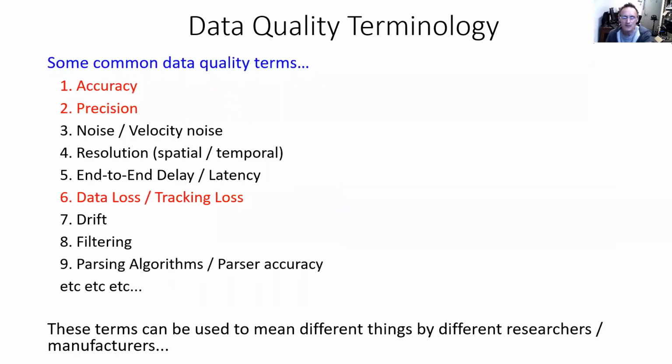For the purposes of this talk, I'm going to concentrate on these three: accuracy, precision, and data loss, because these are probably the three most important metrics that you can calculate and that are relevant to pretty much all eye tracking data quality. And these are the things that I'm going to focus on defining and giving you tools for calculating and reporting. And these are the things that the technical tips that I'll give at the end will help you to maximize. I'm going to mention in passing some of the other things, but I just don't have time to go into them in detail.